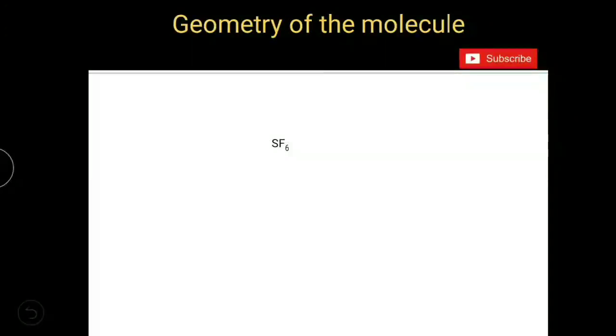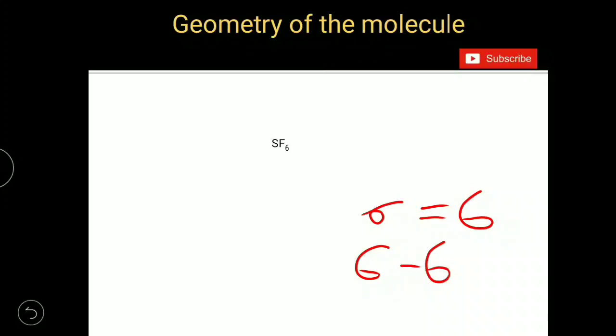Come to SF6. Central atom sulfur is bonded to 6 fluorine atoms. So number of sigma bonds equal to 6. Valence electrons in sulfur is equal to 6. All these 6 electrons are involved in bond formation with fluorine atoms. So lone pairs equal to 0. But steric number equal to 6.